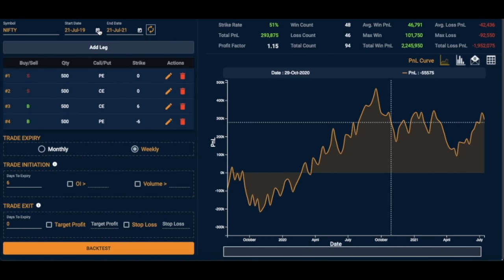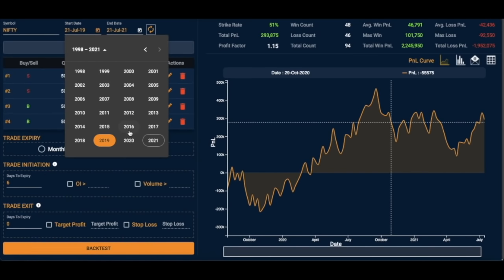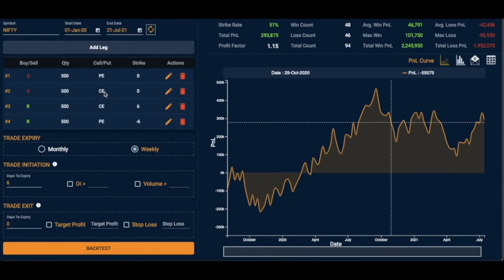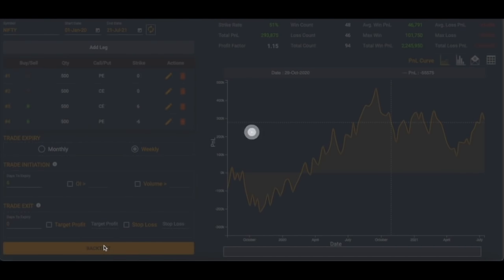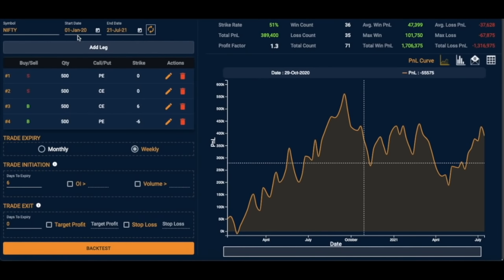Now let's check this out in an 18 months time frame as discussed. So let's backtest this again. It's actually more than 18 months now. Here are the numbers. If you had initiated this strategy on 1st January 2020, initially you had been negative. Then later your overall profits would be 3.89 lakhs. Mind that you would have made this 3.89 lakh profit on a capital of 3.6 lakhs. That is close to double your money in 1 year without any adjustments, and that is great. Your total number of trades had been 71, win trades 36, and loss trades 35. The profit factor is 1.3.